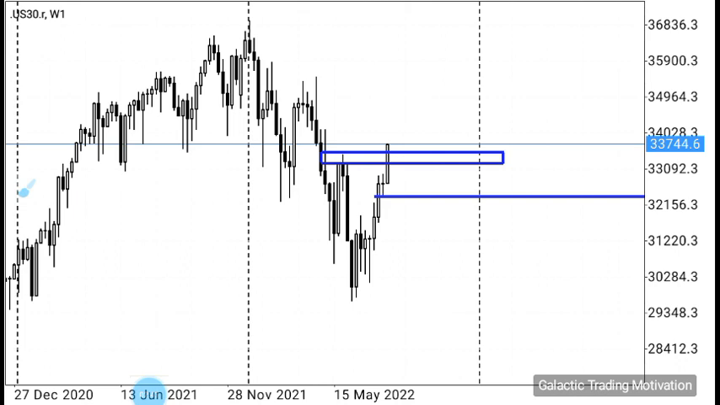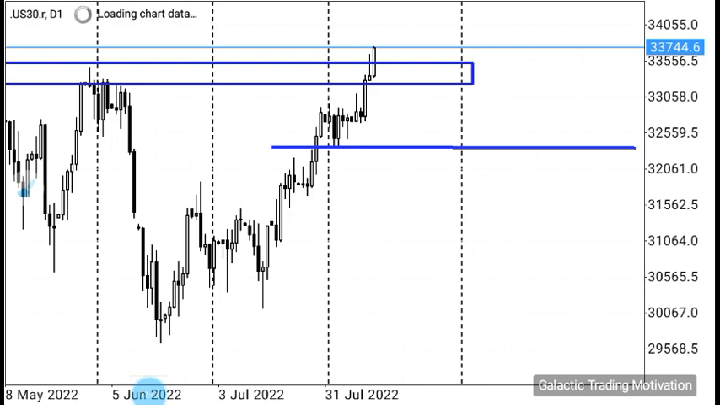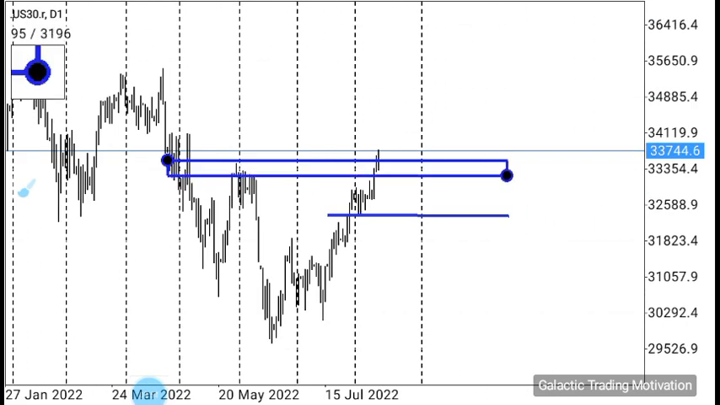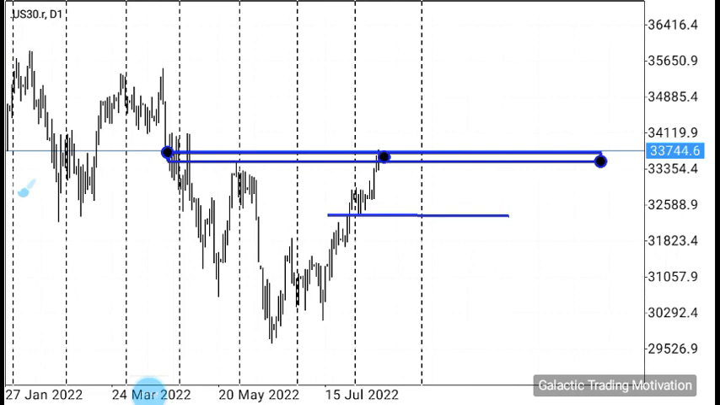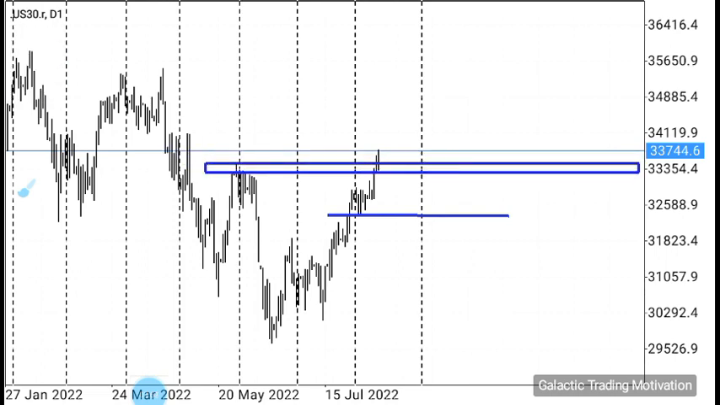So what I'm going to do now is go to the daily chart. Let's see. Here we are on the daily chart. Just bear with me while I fix my neckline. All right, that should be fine. Here we are on the daily chart.